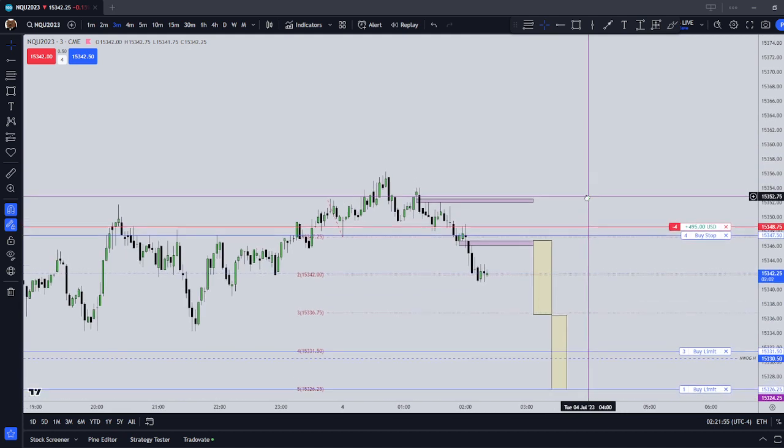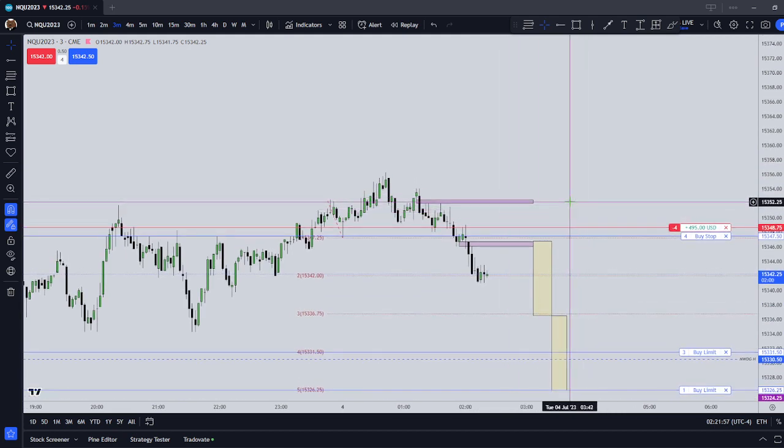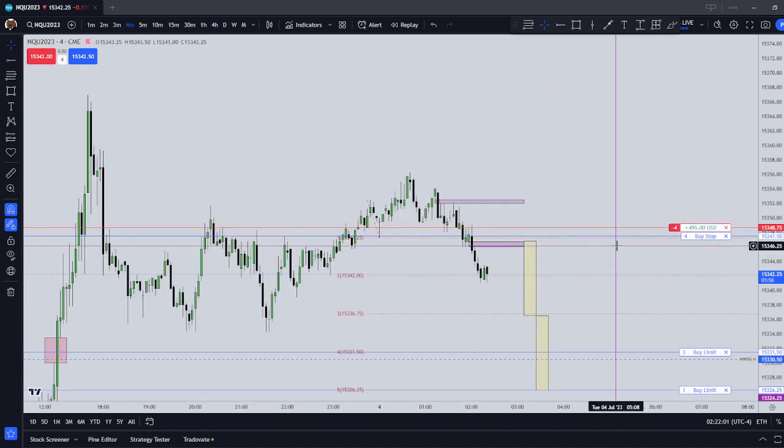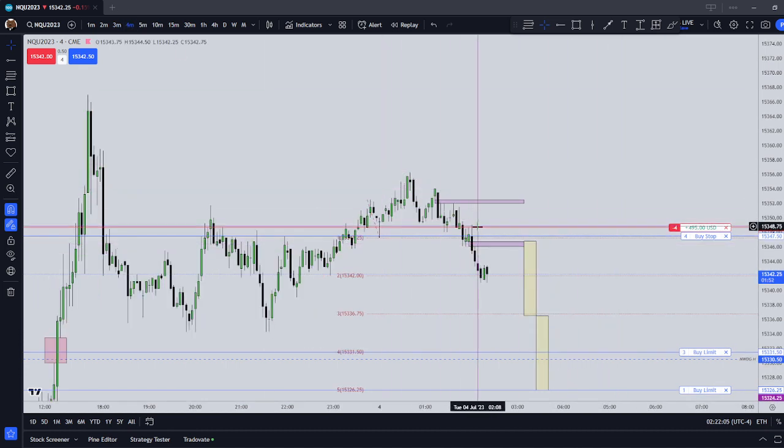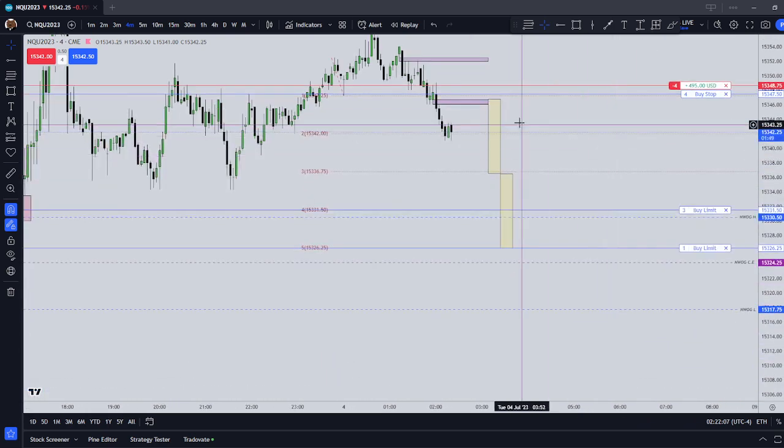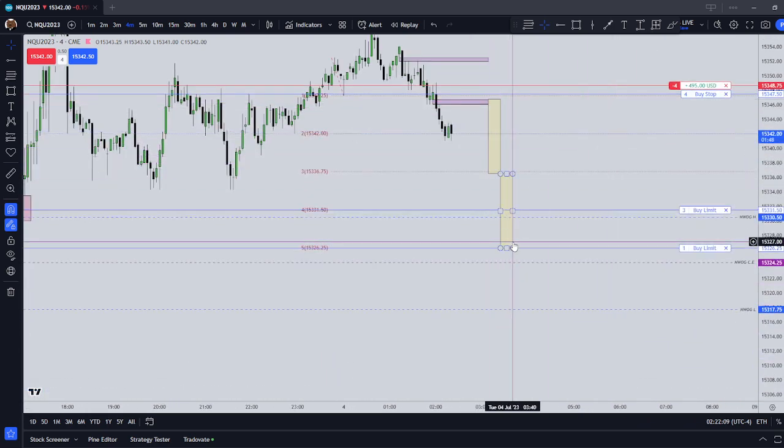We are using advanced gap theory. So we're using this as our breakaway gap. We're using this as our measuring gap. And we're taking the distance from this high to this measuring gap. And our 2 standard deviations here confirm 5 standard deviations from the breaker.